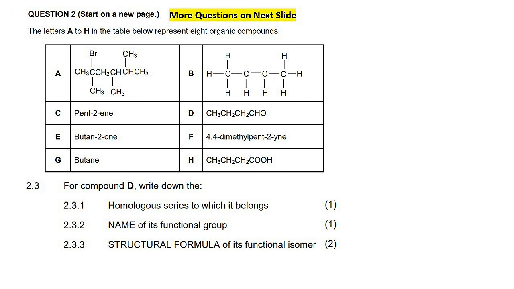For compound D, okay, which is going to be an aldehyde because it's got an oxygen on the side, could even be an alcohol, but we'll check. Write down the homologous series. So let's go draw it out to make sure what it is. So it's got a CH3, see that? Then it's got a CH2, okay, so CH2. Then it's got another CH2. Then it's got a carbon with a hydrogen and an oxygen.